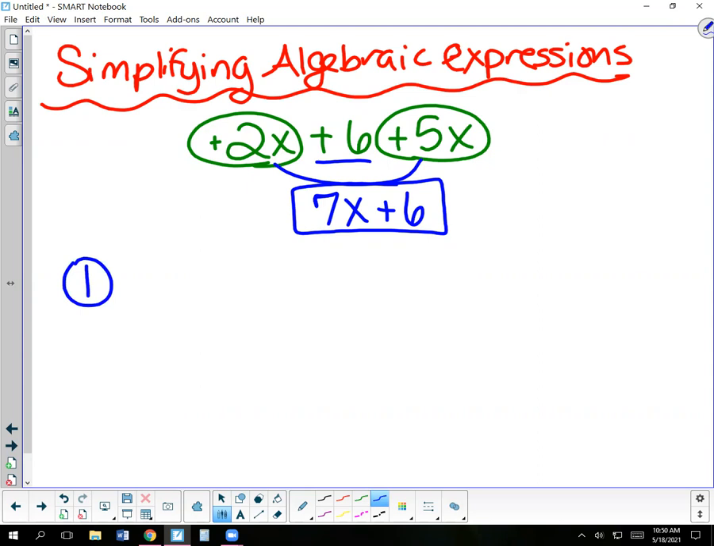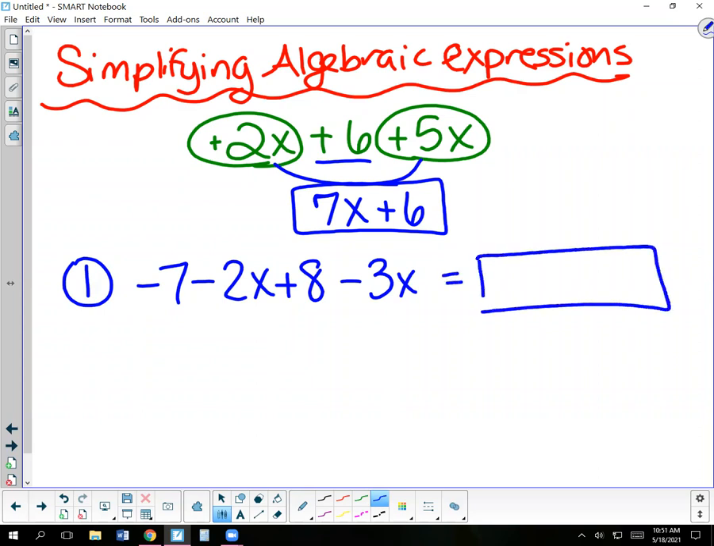Okay, so for instance, let's say I have -7 minus 2x plus 8 minus, I don't know, 3x. And I ask us to simplify it. So I want our final answer to be in simplest form. So very clear about this is that we look at the sign in front. So do I have like terms or terms that look alike? If you remember, I have 4 terms here. 1, 2, 3, 4 terms.